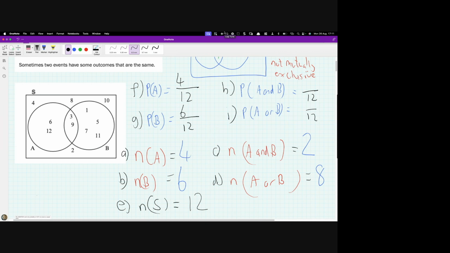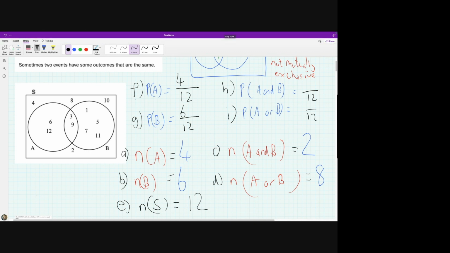What is the probability of getting something which is in A and B? So to be in both, how many items are there that are in both? Oh, I can just look at the n over here, and it's going to be 2 out of 12 because there's only 2 items in the sample space that are in A and B. And then the last one is going to be A or B. Well, we had 8, so that's 8 out of 12.